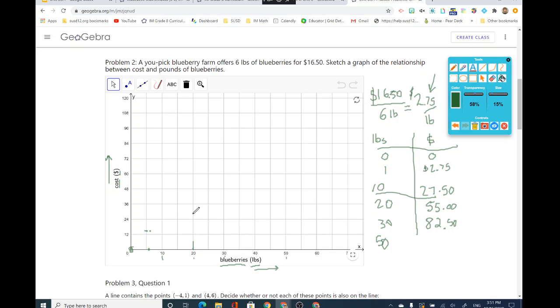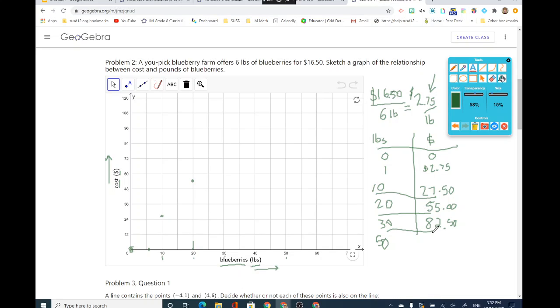I guess about here? Oops, I'm on 20, but that was 10 pounds. Okay, 10 pounds is $27.50, right about there. Let me get an eraser and erase this so I don't get confused when I draw my line. Okay, now 20 pounds of blueberries is $55. Well, this is 48 and this is 60. So I guess $55 is going to be about right here, maybe? And that was 20 pounds. Okay, plot that point on the graph.